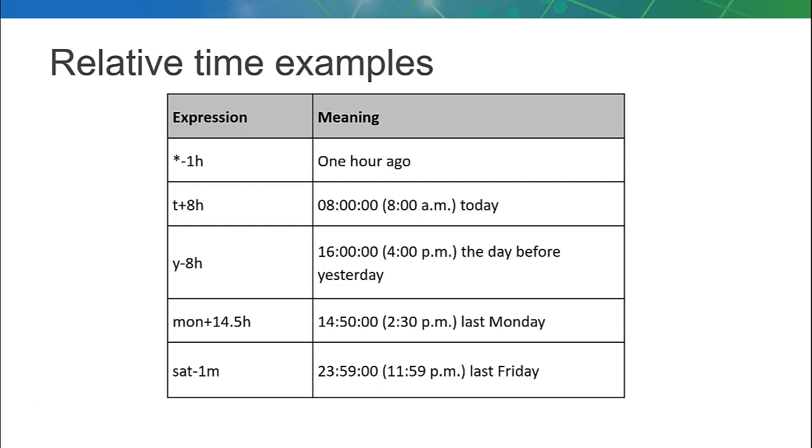This table shows us some examples of relative time expressions. So star minus 1h means 1 hour ago. T plus 8h means start from today at midnight and then go forward 8 hours in time, which means 8 a.m. today.